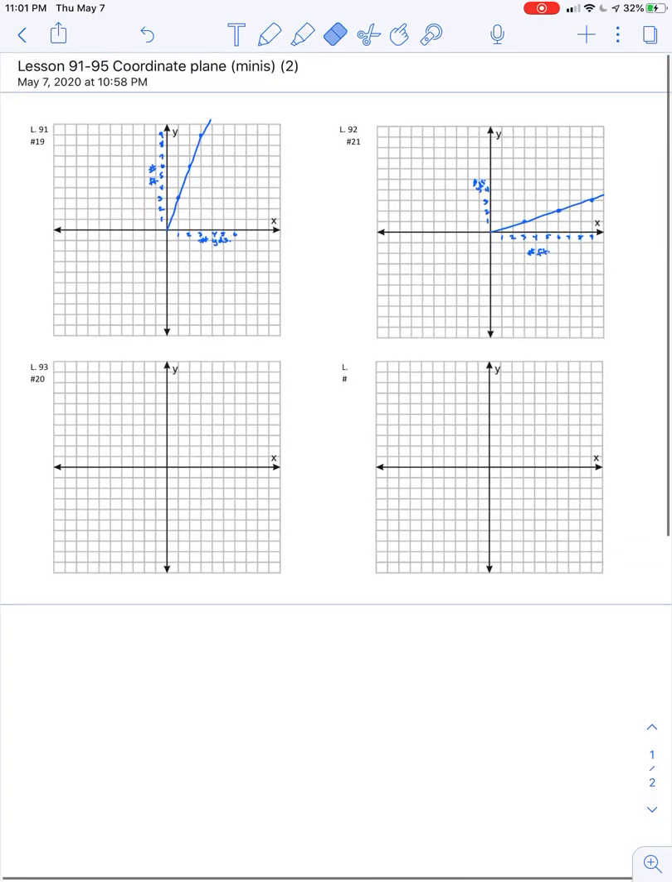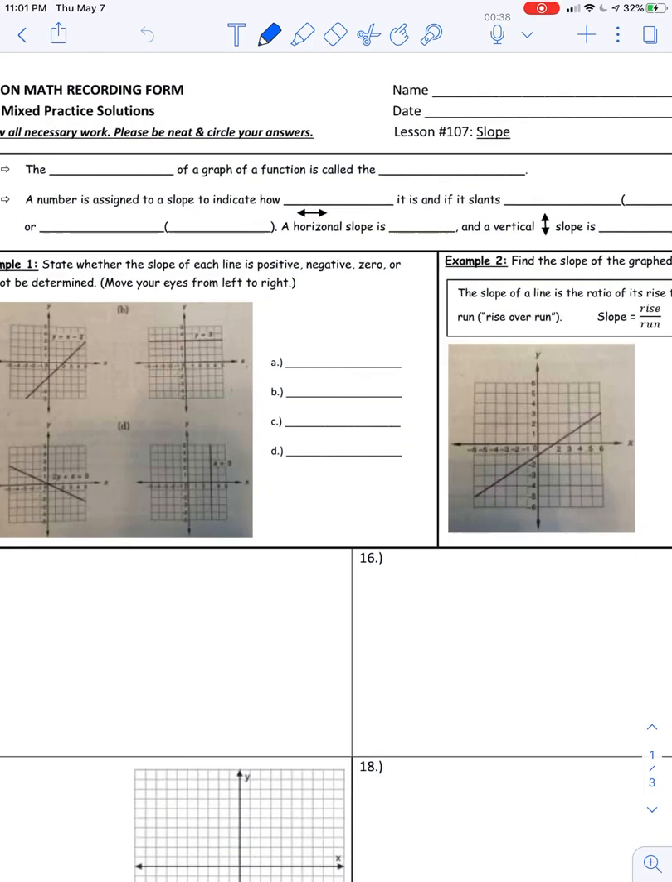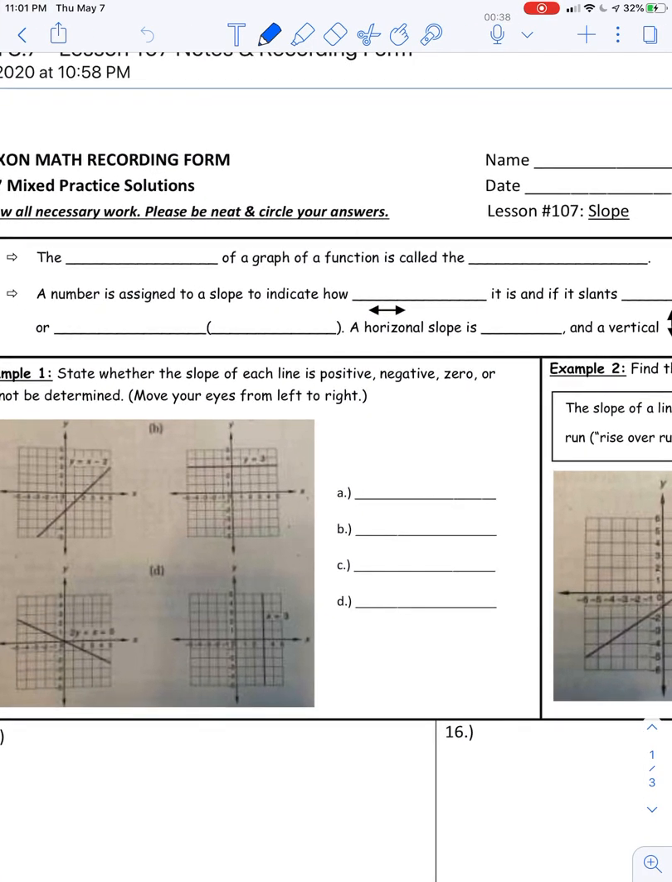But anyway, we're looking at these side by side, and we notice that their slant is much different, even though we're comparing feet to yards in both of those graphs. We notice that the one over here is much steeper than the one on the right. What we're talking about here, when we talk about the steepness of a line, we're talking about the slant, which is known in math as the slope. So let's go back to our notes, and we're going to fill in these blanks up here. The slant of a graph of a function is called the slope.